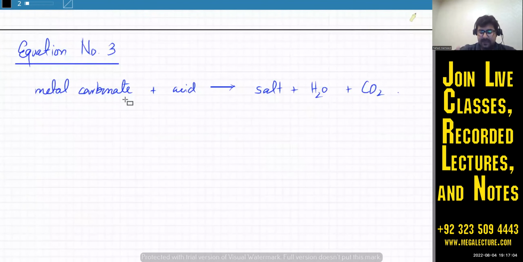First thing, what is a carbonate? Which ion is a carbonate? What is the formula of a carbonate ion? We should remember this. Yeah, what's the formula of a carbonate? Anyone?